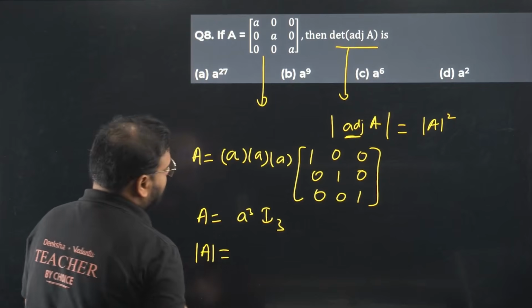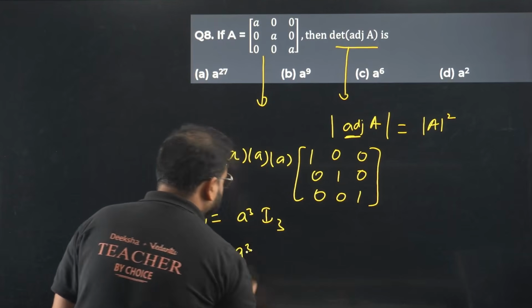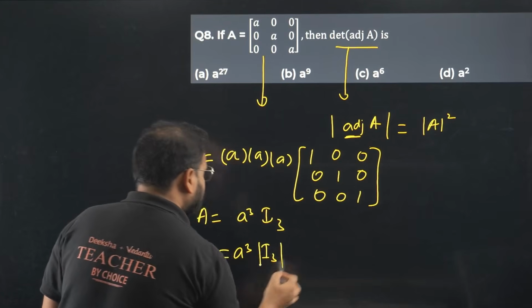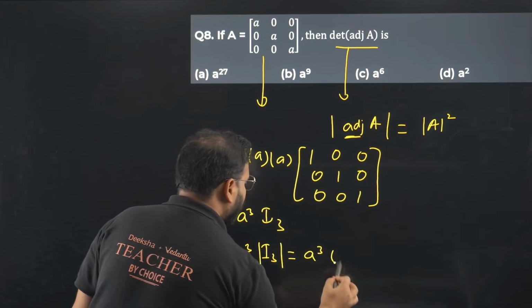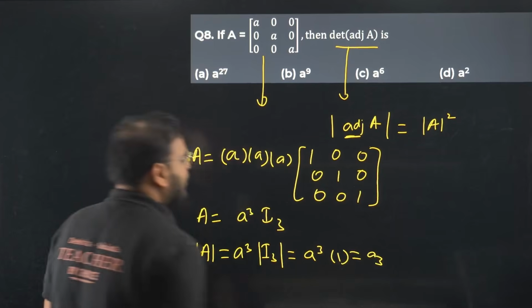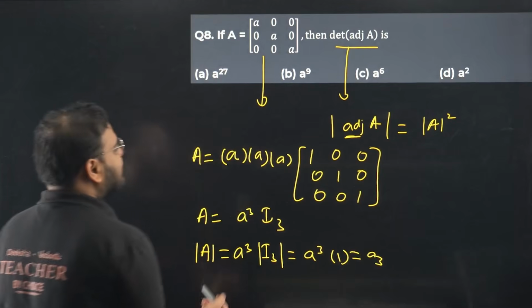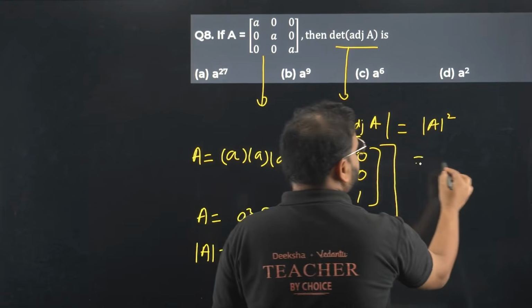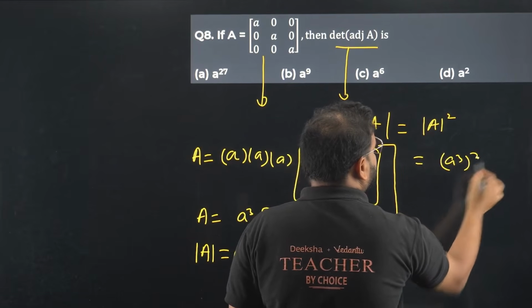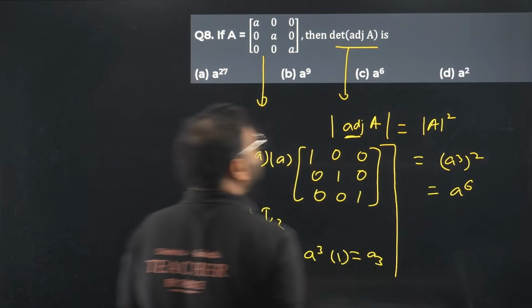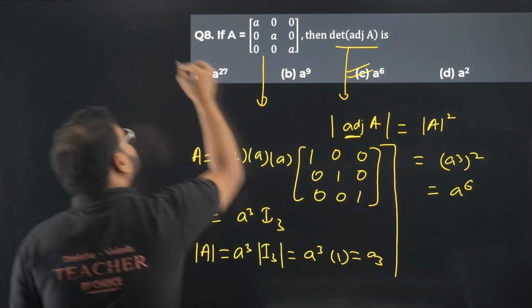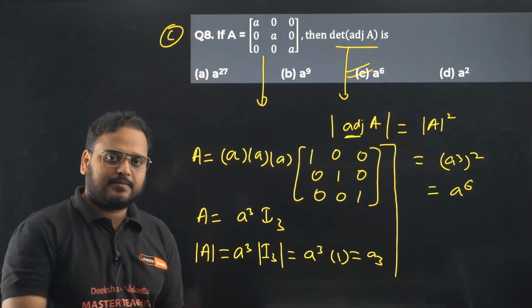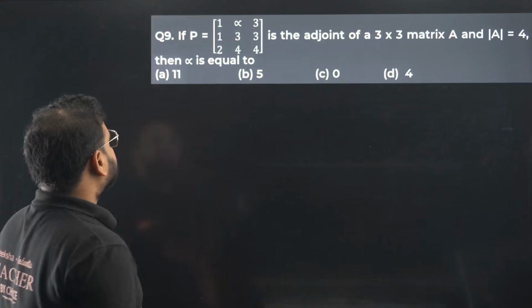Please check. It'll be A cube as it is outside. Over here we have determinant of I power 3, which is nothing but simply 1. So my value for determinant of A is A cube, hence my answer becomes A cube square. Answer is A power 6. Option number C is correct. Simple question. Okay, 9th one now.